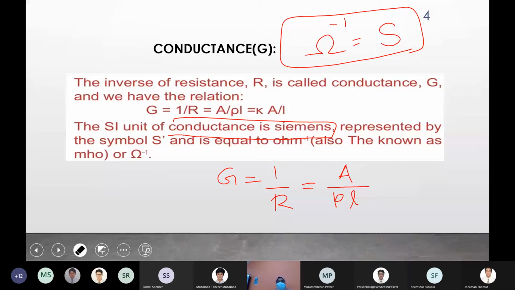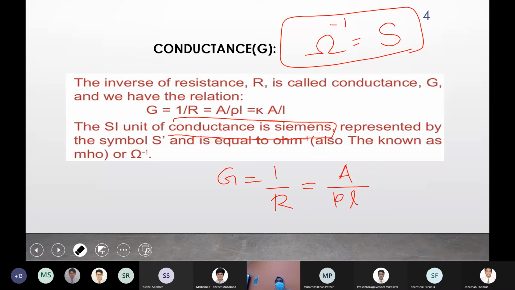Just write the main equations only, along with the unit. That's enough. So you just write conductance G is equal to 1 by R. You don't have to write it in words. Conductance, its unit is Siemens. That's it.